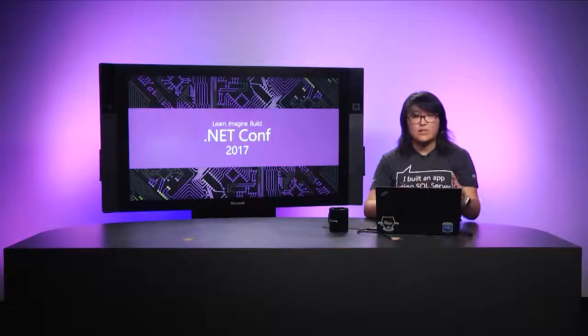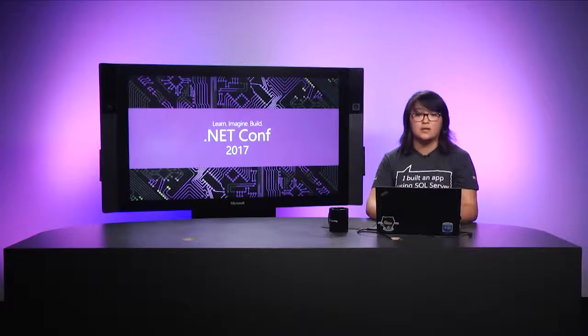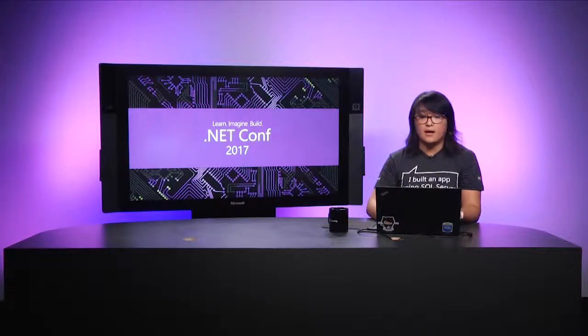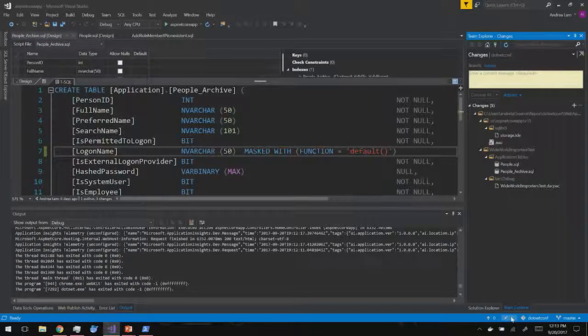Now that I have all my changes done locally, the next thing that I want to do is push it to my production environment. Like I mentioned before, that was an Azure web app running in App Services. The great thing about Visual Studio is I'm able to connect it to VSTS, or Visual Studio Team Services. All my application code is stored in a Git repository that I have on VSTS. So I'm going to push my changes, which is the additional data masking on the logon name column.